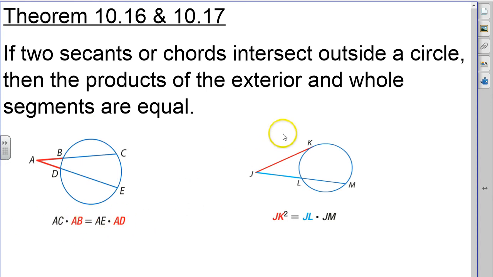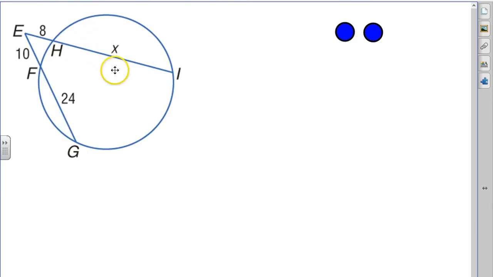On this one here, you get JL times JM, so exterior part times the whole. But on this one, since it's just a segment, the exterior is the whole. So it's exterior times whole. That's why I just have it as 1. The book has it as this squared, but it's going to be JK times JK, which is the same thing. So let's look at an example. The question will be, what would the setup be for this? And then I'll solve it on the next slide.